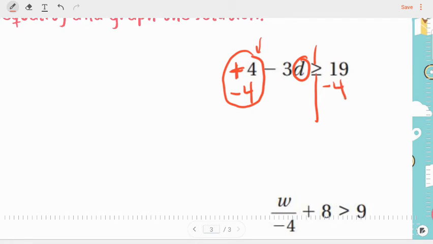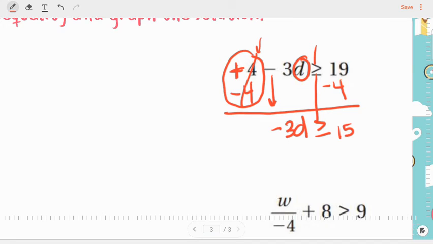What I do to one side, I do to the other. So I'm going to simplify that to 0. I'm going to bring down the minus sign, the 3d, and my inequality sign. 19 minus 4 is 15. Now, did I divide or multiply by a negative? Nope, I just subtracted, so I'm going to keep my sign the same way.